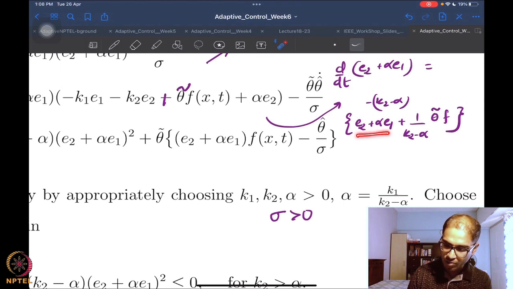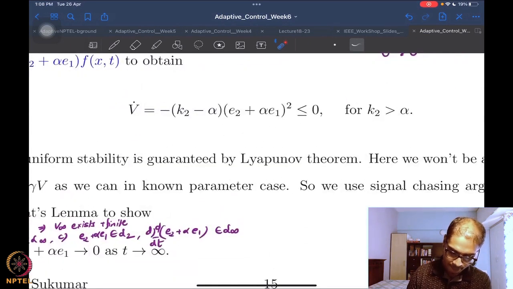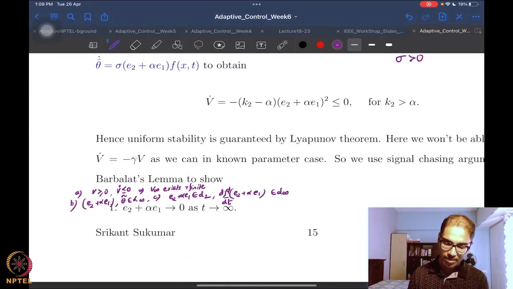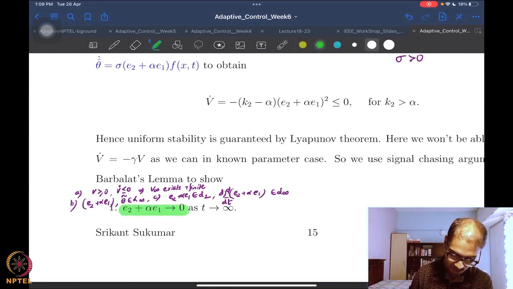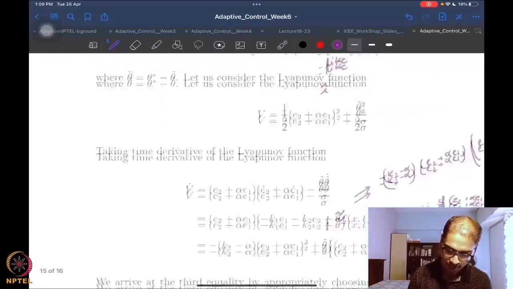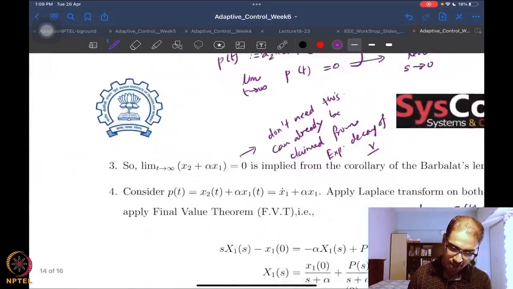Now I know that E2 plus alpha E1 is bounded, theta tilde is bounded. If I assume boundedness on F, I have also that the derivative is bounded. Therefore, simply by the corollary to Barbalat's lemma, I can claim this: E2 plus alpha E1 goes to 0 as t goes to infinity. And I also know that E2 plus alpha E1 is bounded. So I have the exact same thing as before.